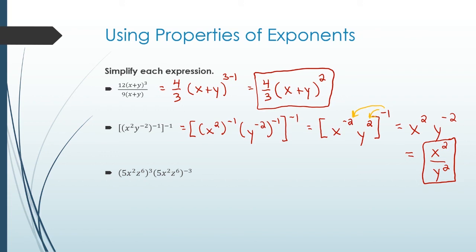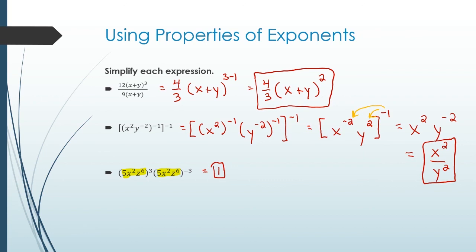So this last one, I've got (5x squared z to the 6) in parentheses cubed, and then (5x squared z to the 6) in parentheses to the negative 3. Okay. Now notice that inside these parentheses, you have the same thing. So this is a special little trick that we can do. This is not always going to work. But I can basically see those are the same thing. And because they're the same thing, the exponents add. 3 minus 3 is 0. And if it's to the 0 power, it's 1. So we are going to get an answer of 1. But I want to show you how to get that the other way following our rules of exponents.